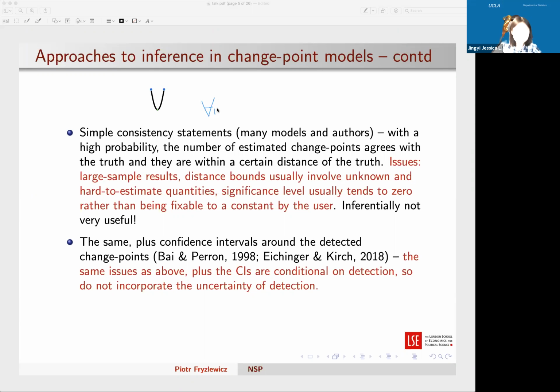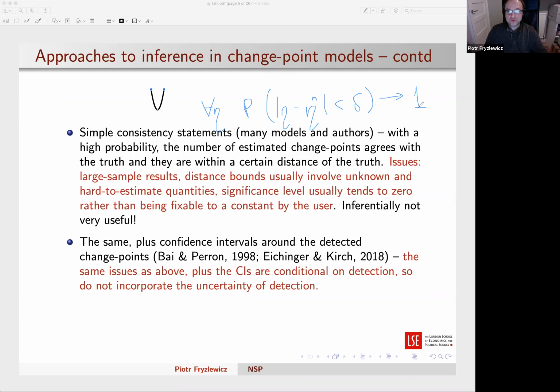Yes, okay. So for all change points, the probability that the distance between my change point and its estimate is within a certain distance, this probability will go to 1. So maybe like this, or maybe we have for all eta under the probability. In fact, most often it is like this. So ignore that. So these kinds of statements, how useful are they for inference?